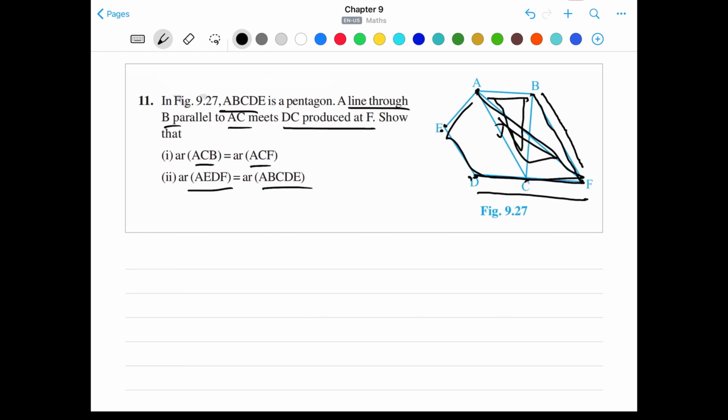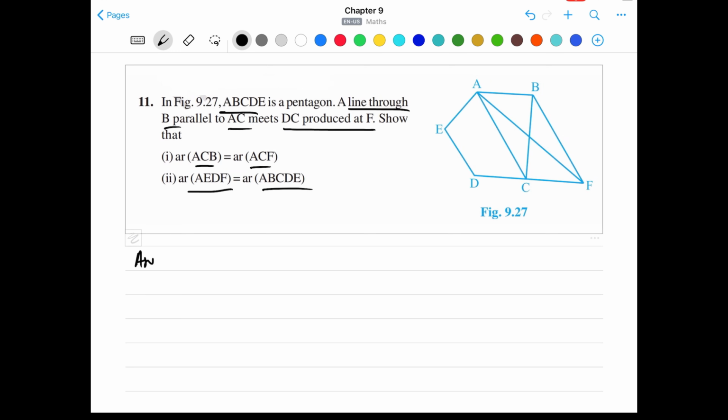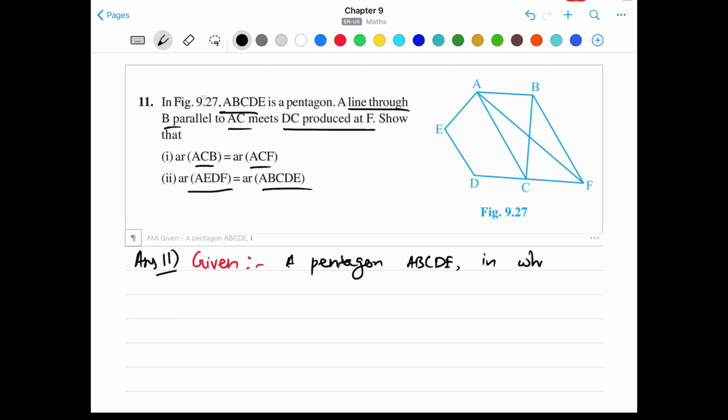Okay, let's start its answer. Answer number 11. First we are going to write the given part. Given is a pentagon ABCDE. Pentagon means a polygon with 5 sides. So we are given a pentagon ABCDE in which we have this line BF parallel to AC.